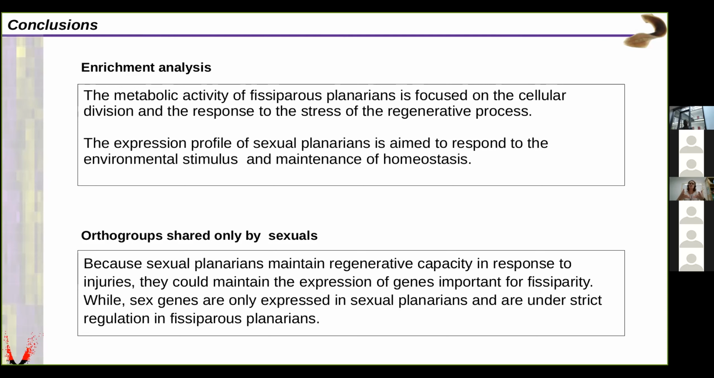We hope to discuss with you our results and open the debate about this topic in these interesting animals that are planarians.